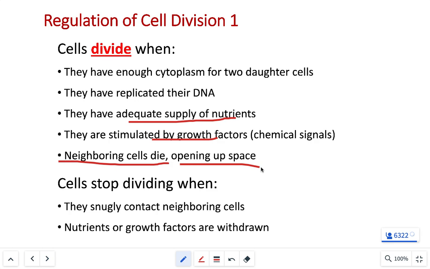Now, these are the things that we need for the cells to divide. Cells will stop dividing when they don't have these criteria met. Generally speaking, physical contact is going to encourage cells to not divide, to halt the replicative cycle.